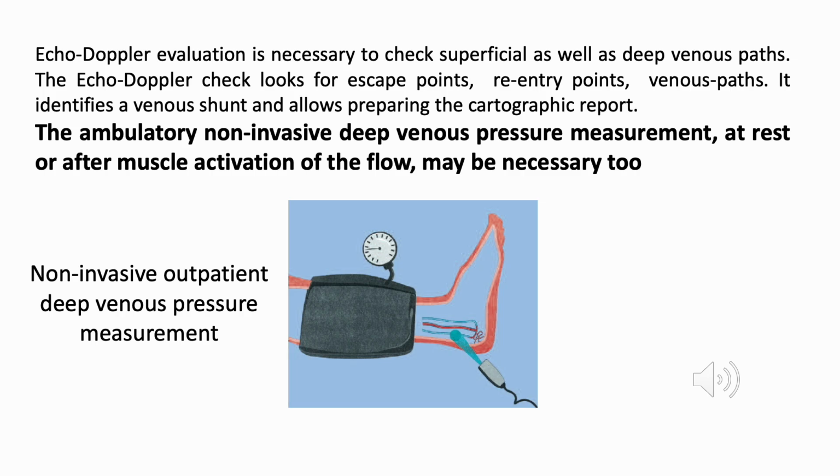The deep vein pressure can be checked with a sphygmomanometer in a supine patient, perfectly horizontal at rest on both sides, but also after muscle activation to increase the flow volume to highlight a runoff problem.